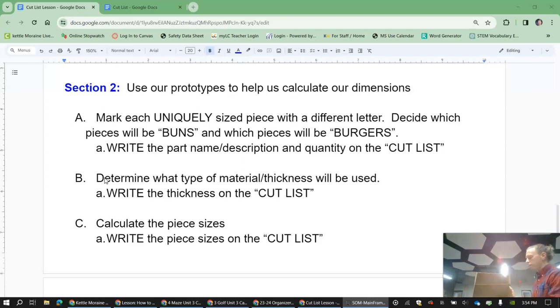So on this project, I would label the back as kind of the core of this project. So I labeled the back A. Everything kind of connects to that. The top I labeled B. The sides I labeled C. There's two of those. The shelves I labeled D.